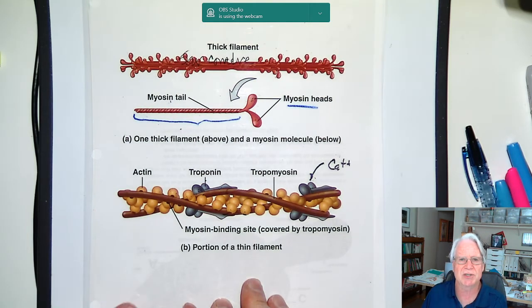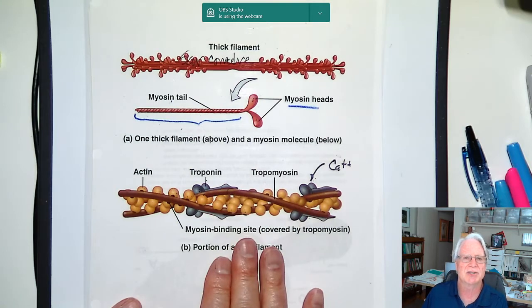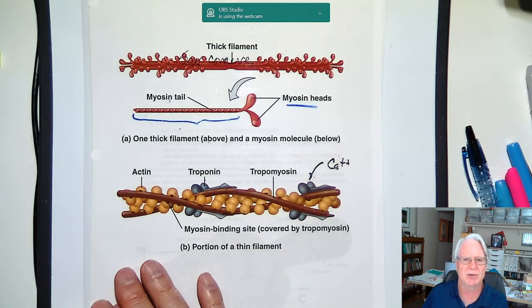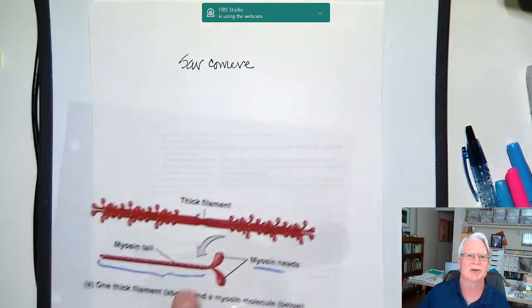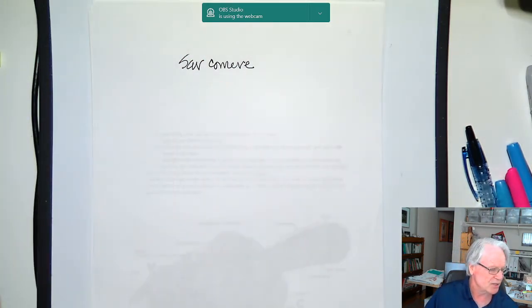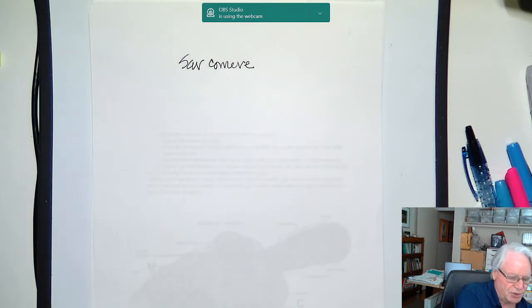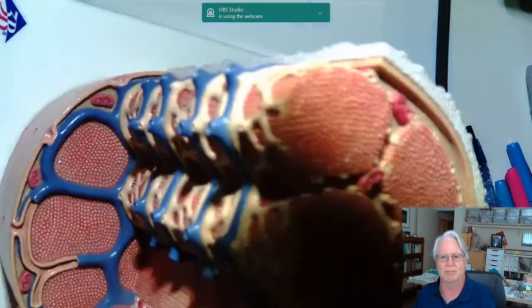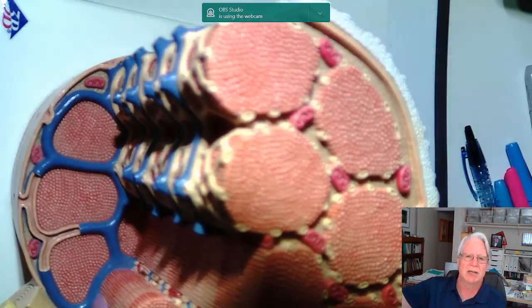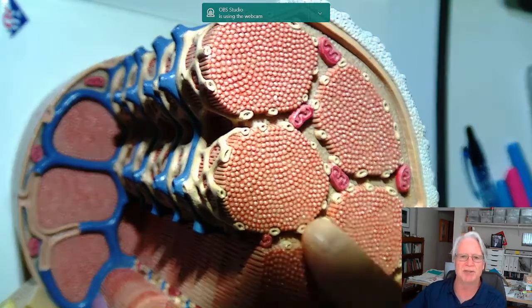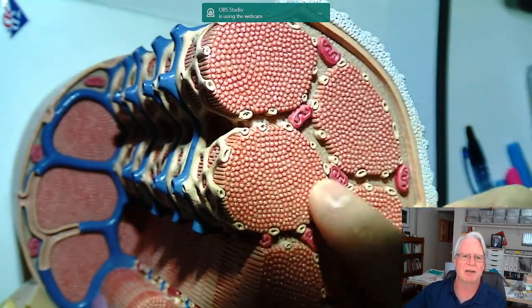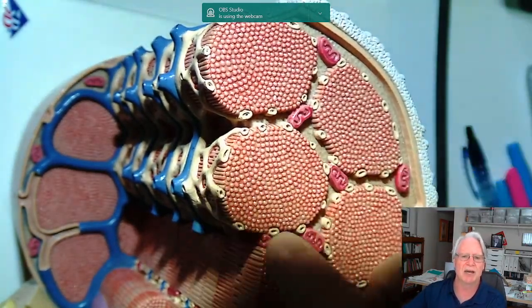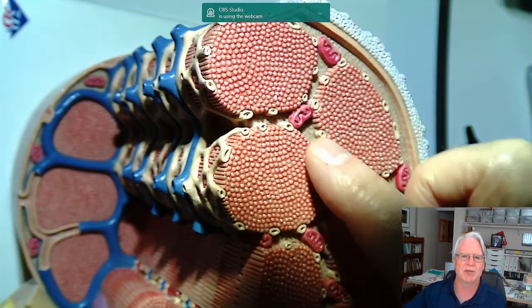Now what we want to do is take these two filaments and put them together into a coherent unit, a functional unit, and that is called the sarcomere. So let's take a look at a typical sarcomere, and we'll do that first using the model. And so here is our muscle model, and we have these bundles of proteins. These are the myofibrils surrounded by the sarcoplasmic reticulum.